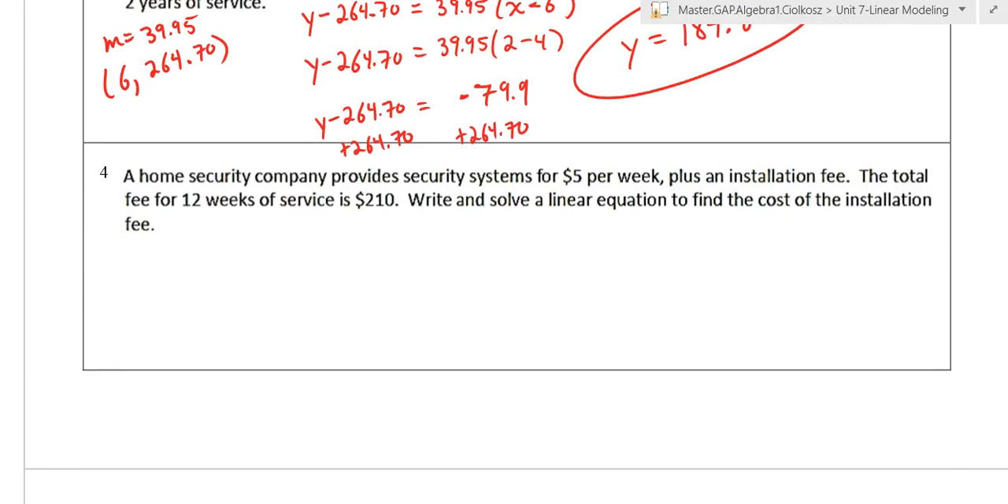Our last example here. A home security company provides security systems for $5 per week, plus some initial cost. So my M is 5. We're going to get our example here for 12 weeks, it cost me $210. And again, it's saying, find the cost of the initial fee. So I want to figure out, just like in example 2, what's B? So let's start off with our point-slope. And again, we're trying to find B, so we're not given something to plug in. We just got to solve it and make it look like slope-intercept.